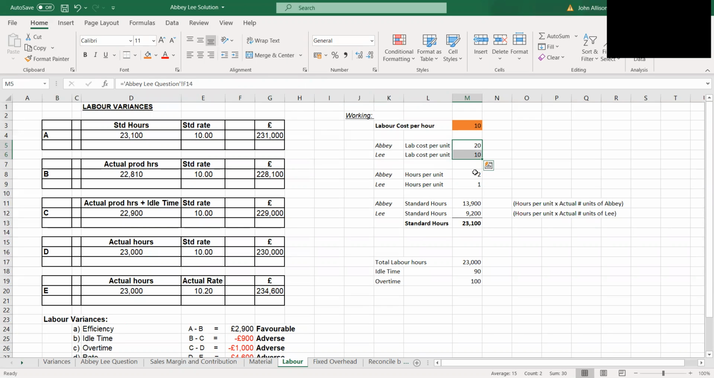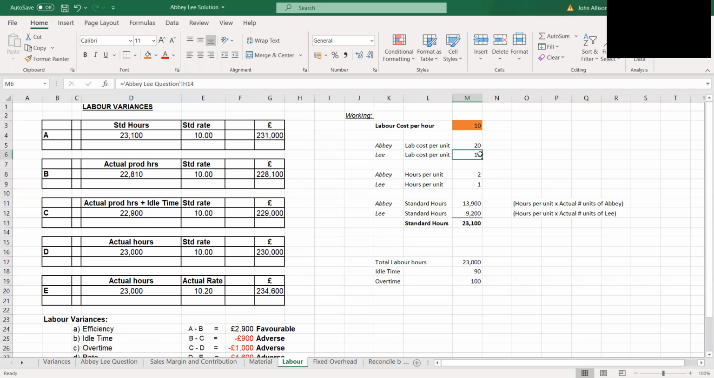Using these numbers, this is a slightly trickier part. We can calculate how many hours it takes to produce each unit. So we can work out how many hours it takes to produce a unit of Abby and how many hours it takes to produce a unit of Lee. If we know the cost per unit and we also know the labour cost per hour, then if we do the labour cost per unit divided by the cost per hour, that can tell us how many hours it took. So if the total cost was £20 and it was £10 per hour, then 20 divided by 10 means 2 hours were spent on it. 2 hours at £10 an hour gave us the £20.